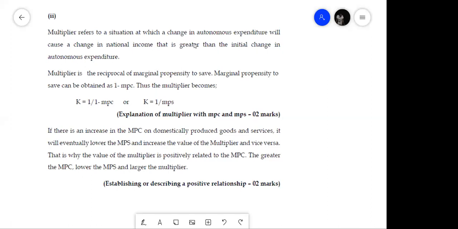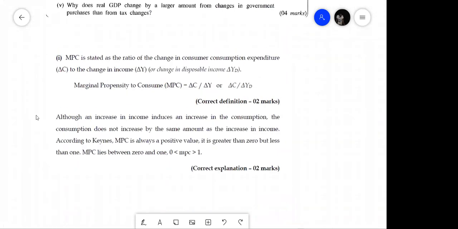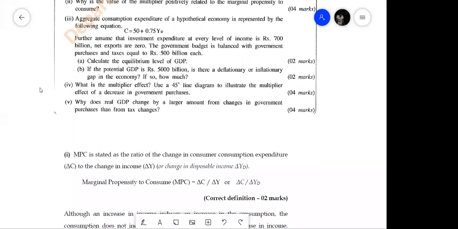So they start off with a small definition of what the multiplier is. Then they say, multiplier is the reciprocal of MPS. So MPS can be obtained by 1 minus MPC. So they've given an equation. Can you see? A small answer showing what the multiplier means. Can you see how they've approached the question? That is what I want to teach you all here.